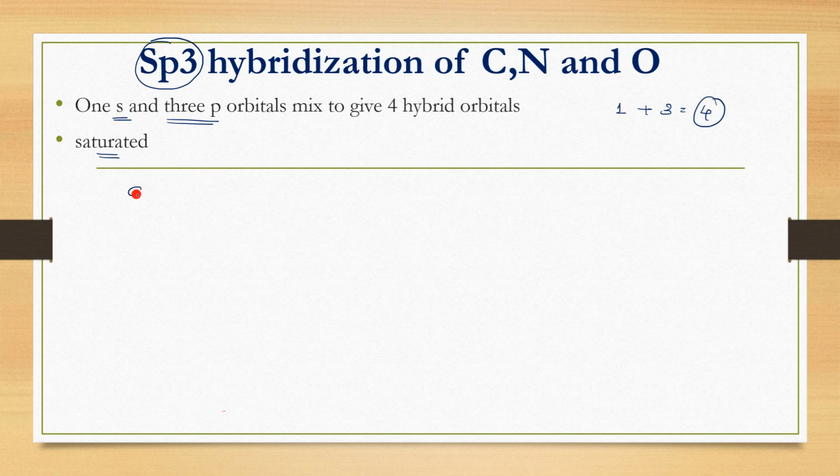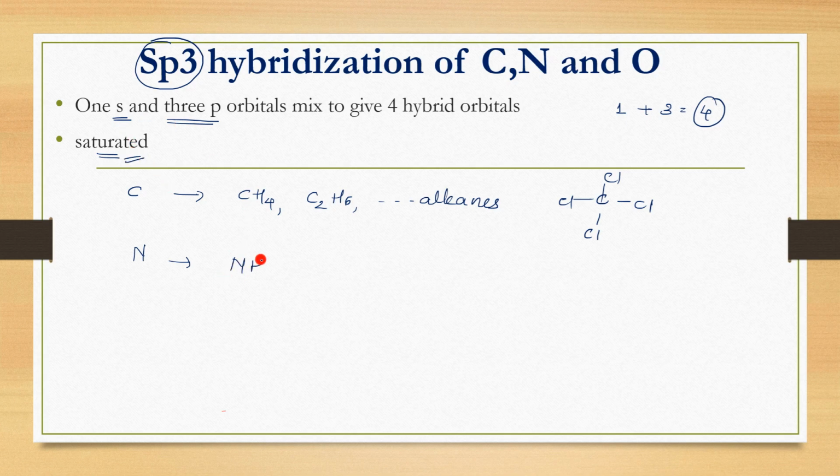And this type of hybridization gives saturated molecule. Okay. Now for example, when we talk about sp3 hybridization of carbon, the most popular example is methane, ethane, or all alkanes. All of them are saturated, single bond. Apart from that, any carbon with a single bond only, or saturated, comes under sp3 hybridization. Then for nitrogen, sp3 hybridization, as I told you, saturated single bond. So NH3, or say amines, right? It could be any amine, primary, secondary, tertiary amine, anything. So any nitrogen which is saturated, which has only single bond, will be sp3 hybridized.